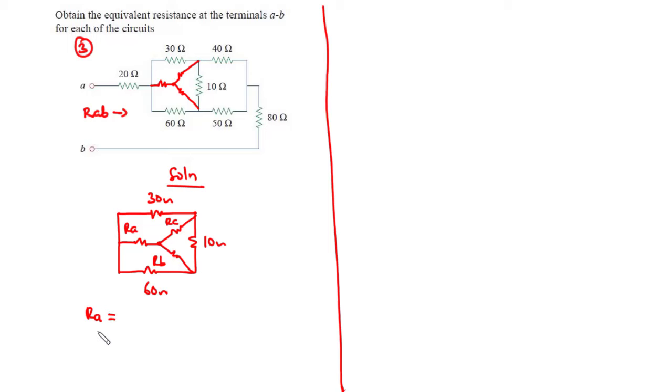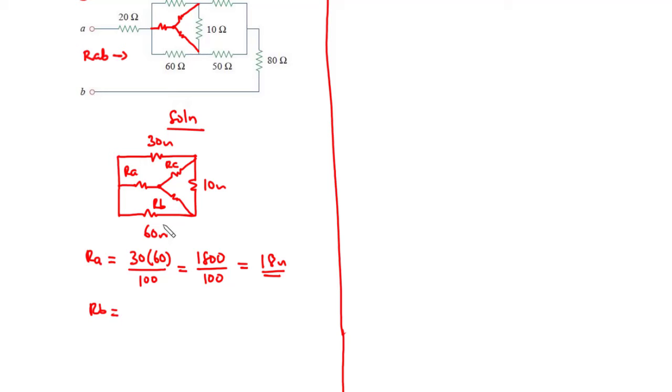So for RA, we are going to multiply these two resistors. So we have 30 times 60 divided by the sum of the three outer resistors. Now 30 plus 10 is 40, 40 plus 60 is 100. 30 times 60 is 1800. 1800 divided by 100, we are left with 18. Therefore, we have RA to be 18 ohms.